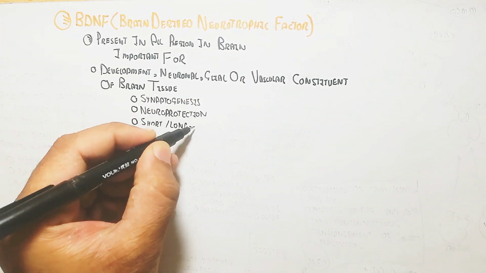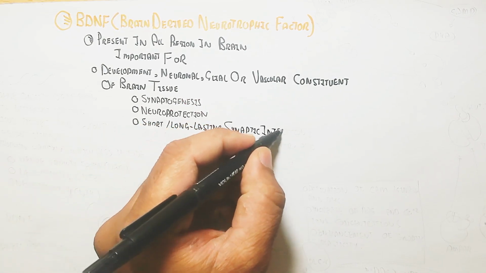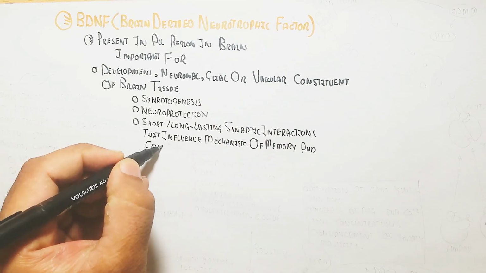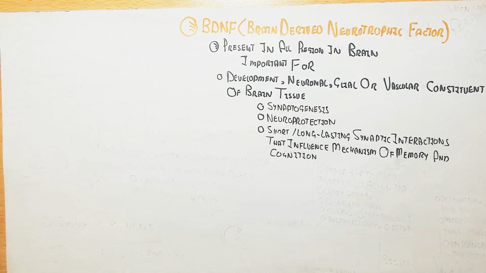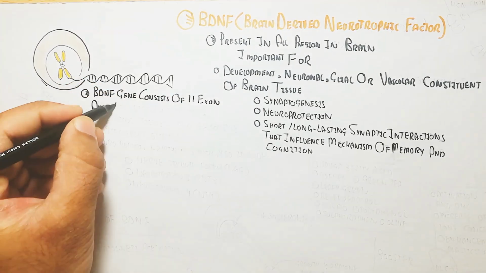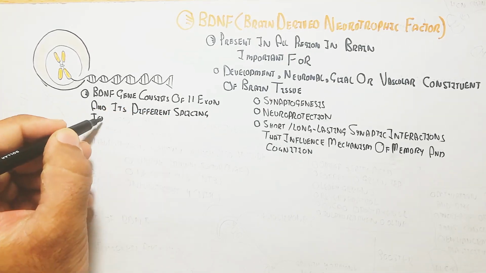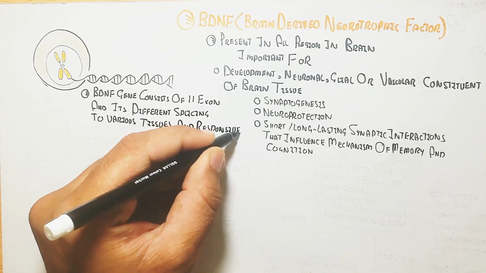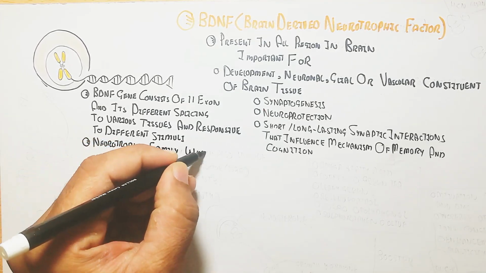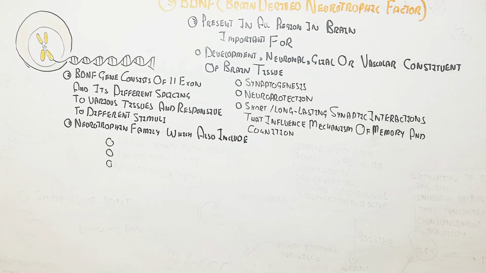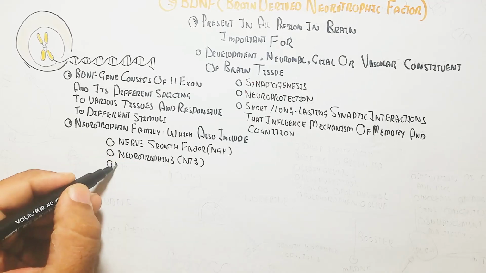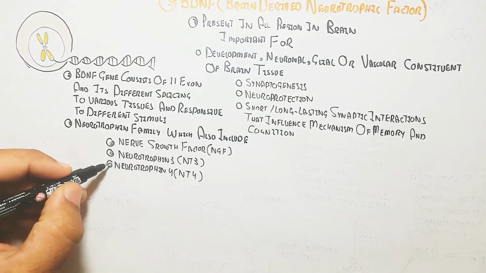It is involved in synaptogenesis, neuroprotection, short-term memory, and long-lasting synaptic interaction that influence the mechanism of memory and cognition. Let's understand all these things through a diagram. This is the cell of the brain. The brain-derived neurotrophic factor gene consists of 11 exons, with different splicing in various tissues, and is responsive to different stimuli like stress, learning behavior, and feeding behavior. The neurotrophic family also includes nerve growth factor, neurotrophin 3, and neurotrophin 4.